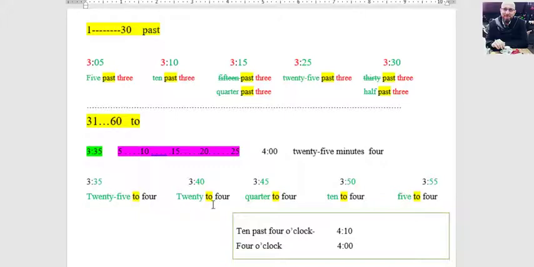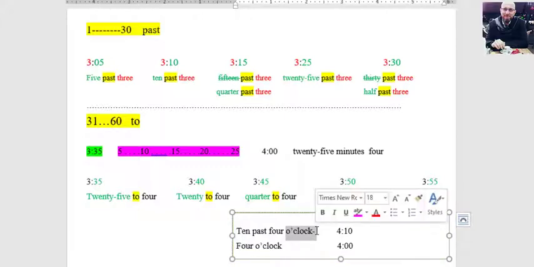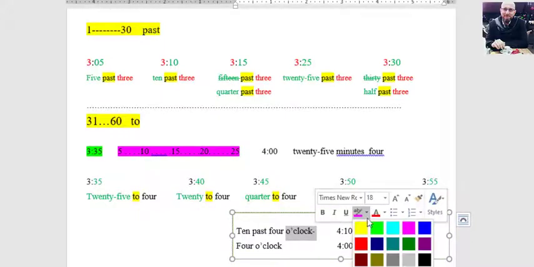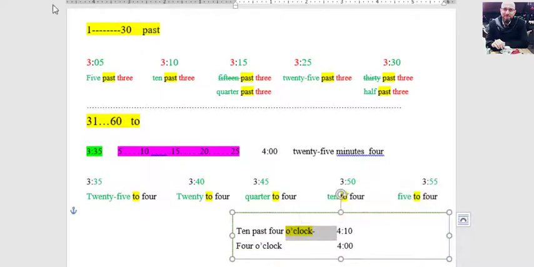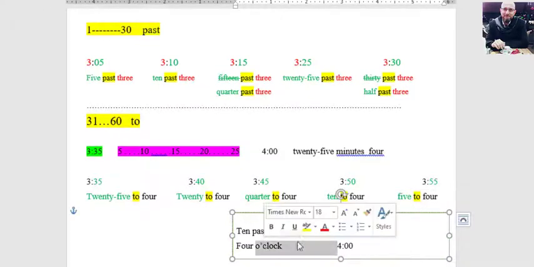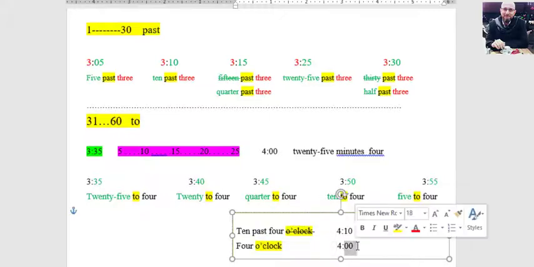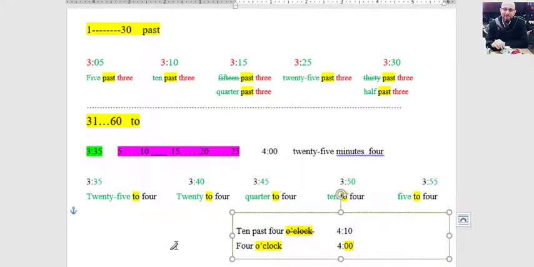And another thing here, when I say 10 past 4 o'clock, be careful because this is a mistake. 10 past 4 o'clock, no. O'clock, we always use when we have two zeros. Okay, we only say o'clock when we have zero, like 4 o'clock, 5 o'clock, 6 o'clock, 7 o'clock, but with minutes, we never use o'clock. Okay?